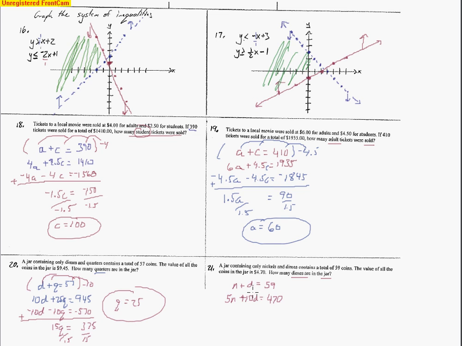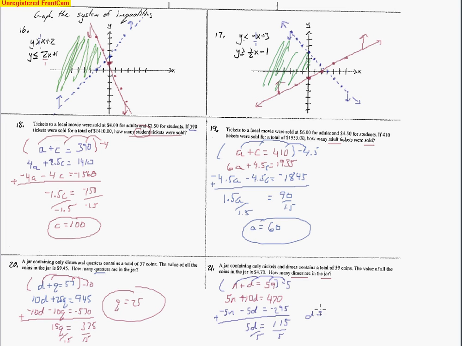So we don't want to cancel out D this time. We want to cancel out N. So let's go ahead and multiply the top equation there by negative 5. So each number gets multiplied by negative 5. Negative 5N minus 5D equals, multiplying those two numbers together, we get negative 295. And so we go ahead and add this stuff up. The N's cancel out. We're left with 5D equals 115. And then we go ahead and divide by 5.